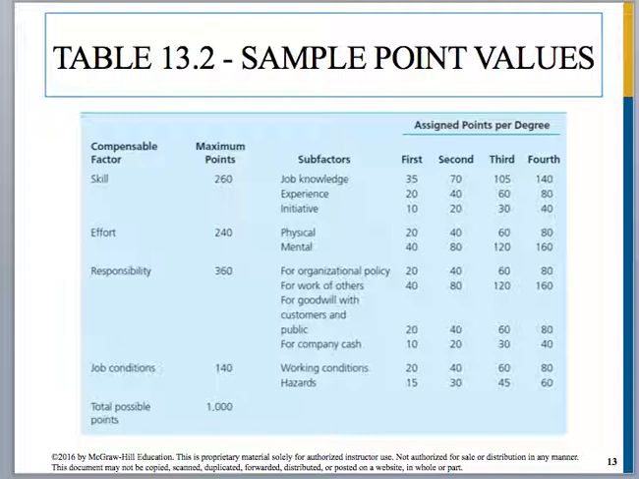And then when you see effort, is it a physical effort or a mental effort? Based on that, you can see how the points are assigned. Mental efforts have a higher point assigned to those subfactors. Responsibility covers organizational policy, work of others, goodwill with customers and public, and company cash. So how responsible are you within those, and how those assigned points play into account. And then job conditions, the working conditions and the hazards that can be involved. And you can see how those points can also be assigned. This is just a sample.